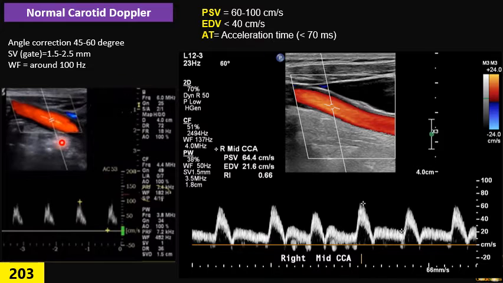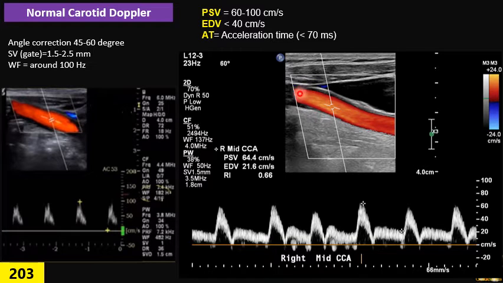Another one is the orientation of the cursor, the blood flow, and the vessel. The general rule is that our angle correction line should be parallel to the direction of the blood flow, not the direction of the vessel walls.